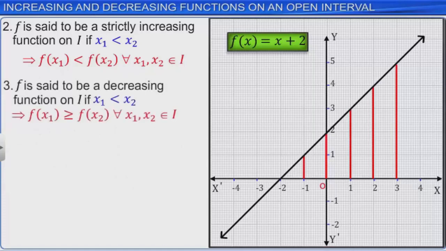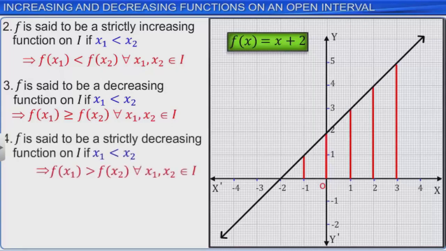A function f is said to be a decreasing function on the interval I if x1 less than x2 implies that f of x1 is greater than or equal to f of x2 for all x1, x2 in I, and f is said to be a strictly decreasing function on the interval I if for every x1 less than x2, we have f of x1 greater than f of x2 for all x1, x2 in I.